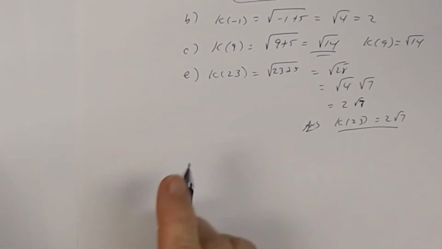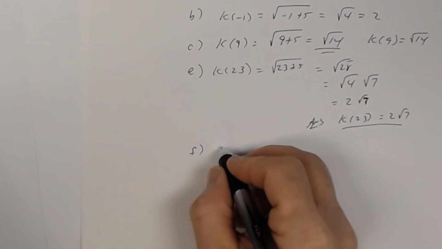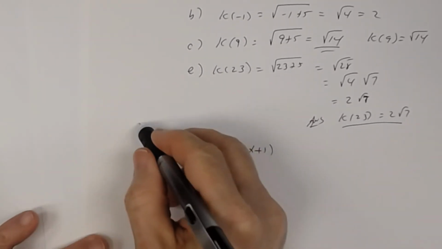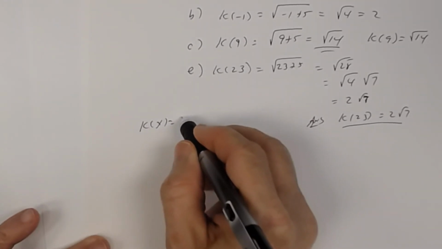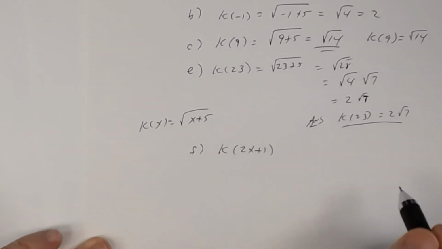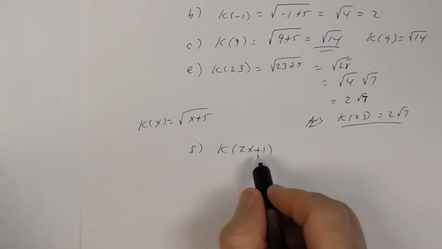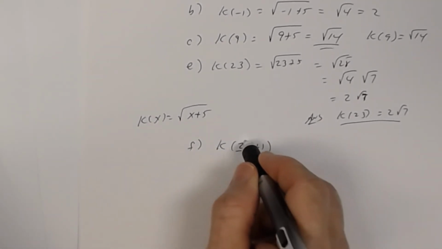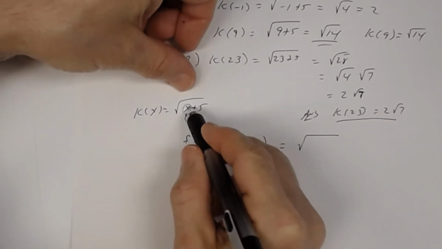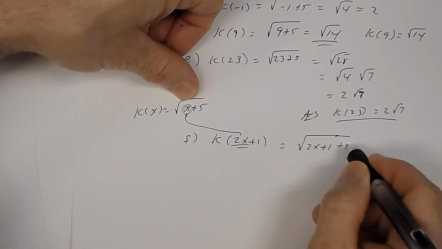And let's do one more with this function. Let's find f. So let's say in f, you want to find k of 2x plus 1. So we go ahead and rewrite the function. K of x, remember, was the square root of x plus 5, right? So wherever we see the variable x, we're going to substitute 2x plus 1. So this becomes the square root of, remember, this becomes this. So 2x plus 1, and don't forget the 5.